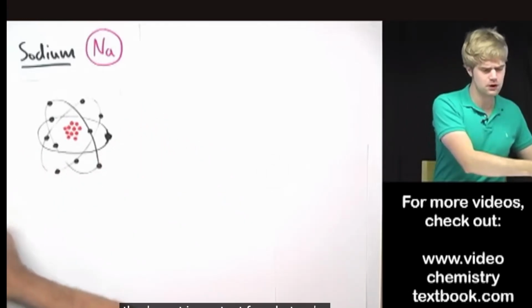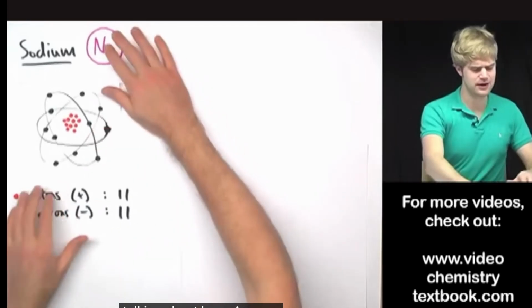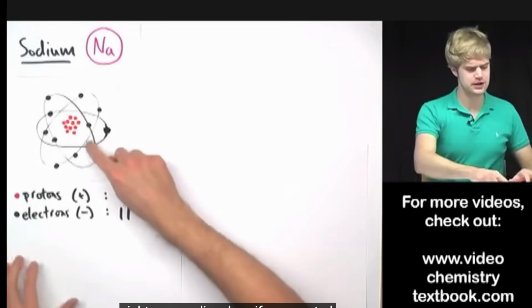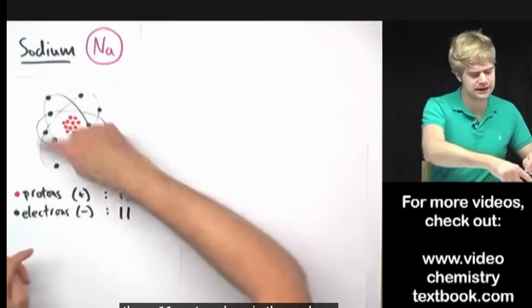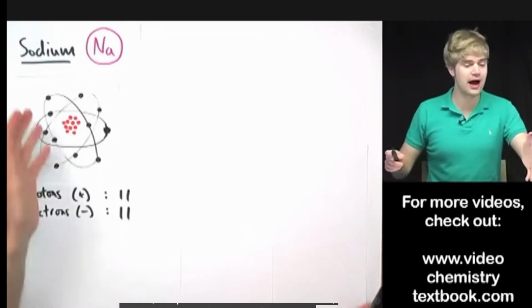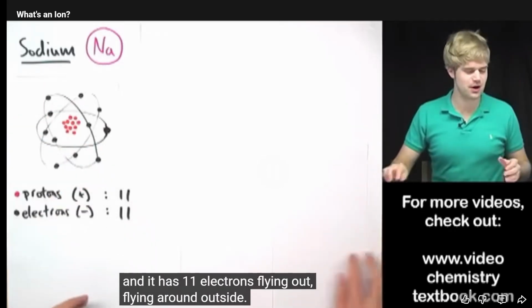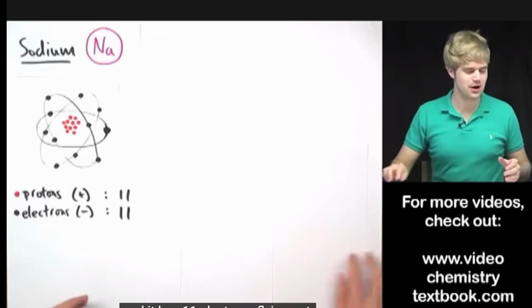Anyway, right now, sodium has, if we counted them, 11 protons here in the nucleus, and it has 11 electrons flying around outside. So, if it has 11 protons and 11 electrons, what is its net or overall charge? Chat with your neighbor about that. What is the overall charge? You have 11 protons, 11 electrons. What is the overall charge?